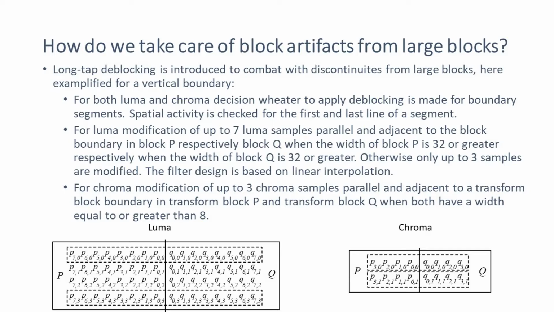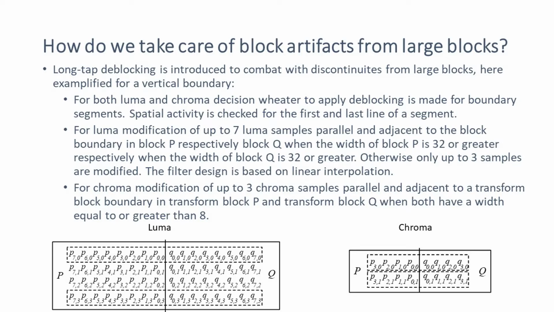So how do we take care of block artifacts from large blocks? Long tap deblocking is introduced to combat discontinuities from large blocks, here exemplified for a vertical boundary. For both Luma and Chroma, decisions whether to apply deblocking are made for a boundary segment. Spatial activity is checked for the first and last line of a segment.